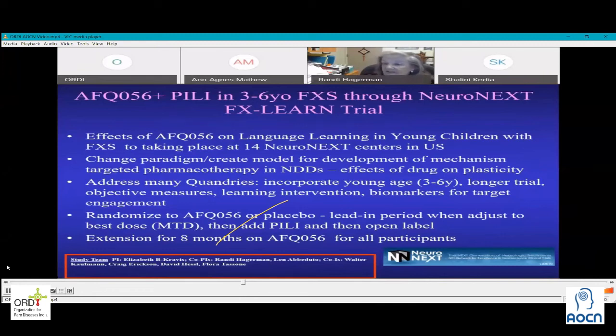But we will find out whether this combination therapy is helpful for young children with Fragile X syndrome, hopefully late this year or early next year. So we look forward to those results, called the Fragile X Learn trial.